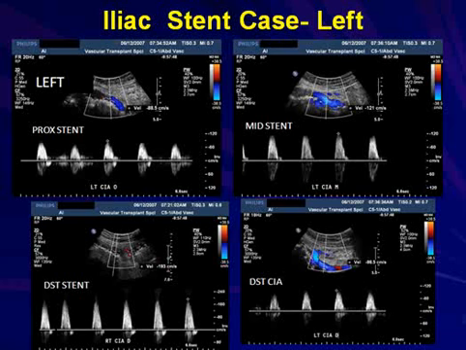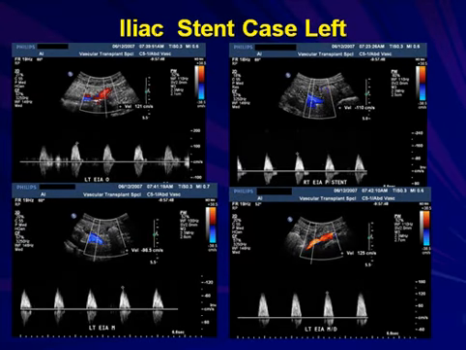vessels. Moving on to the left side, the left common iliac artery origin, mid-stent, distal stent, and then the distal vessel, all with relatively normal profiles. There isn't much reversal of diastolic flow, but there's some.